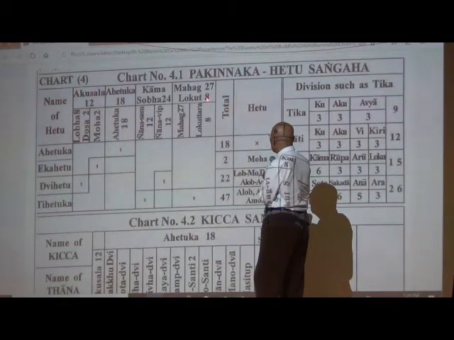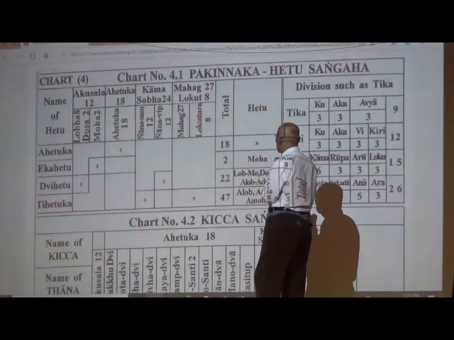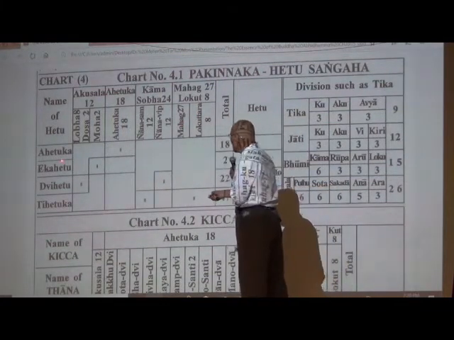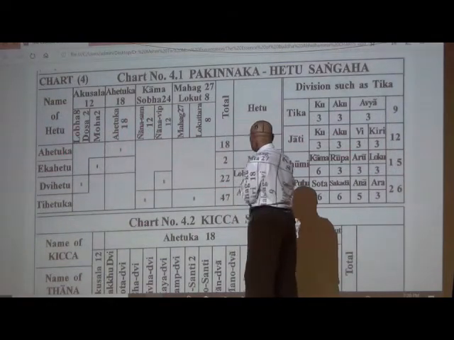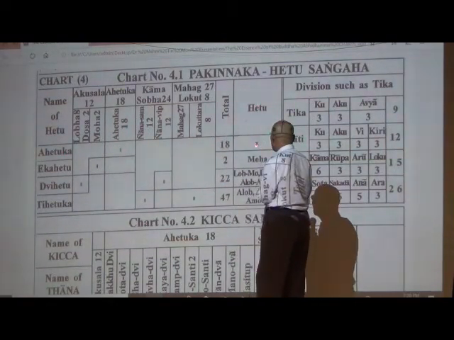Lokuttara chaita, in the brief method, we have 8 lokuttara chaita. As they are very developed and exalted consciousness, they all have 3 roots. So we say ahetuka, rootless consciousness. There are 18 rootless consciousness. They have no roots.